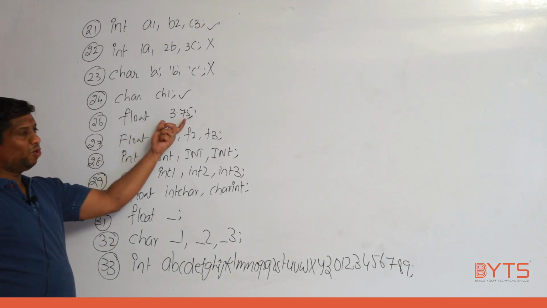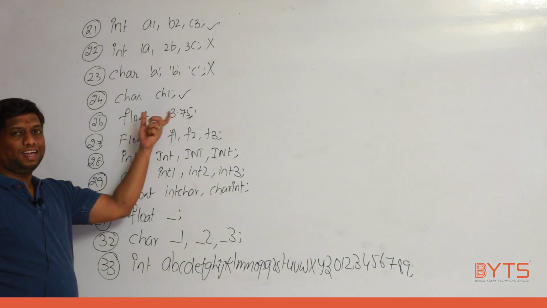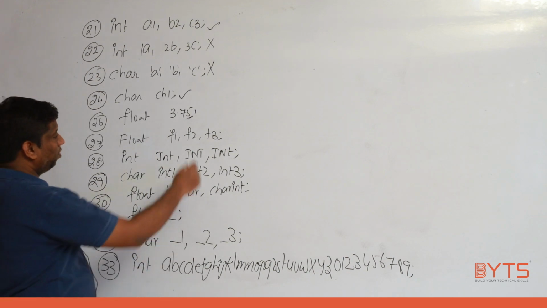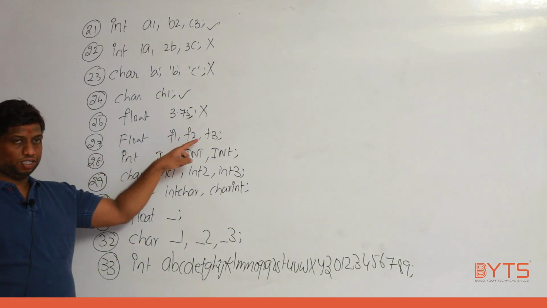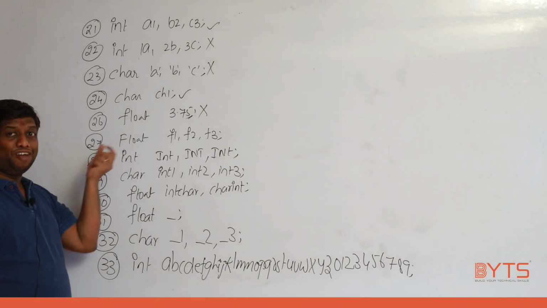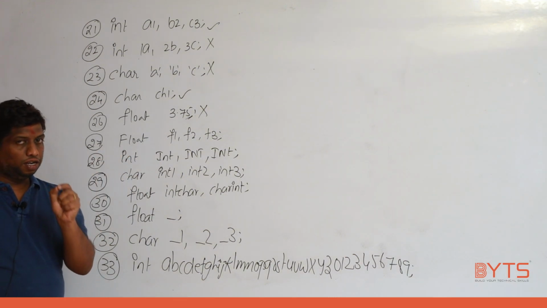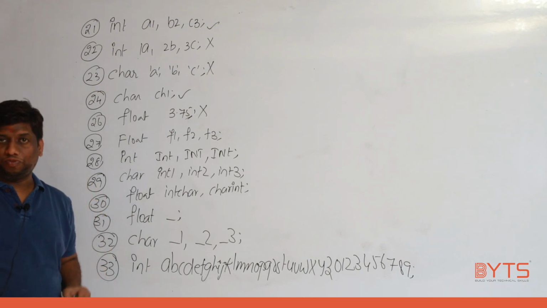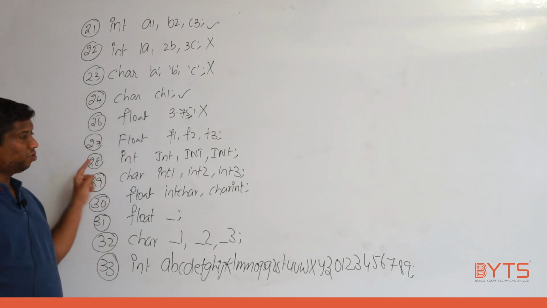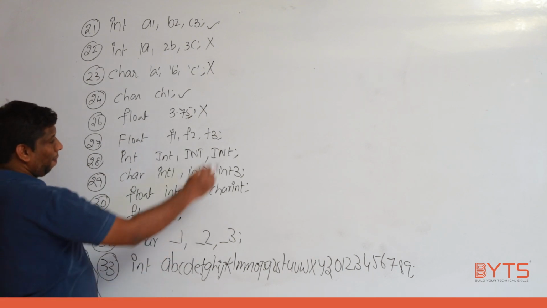Here, 3.75 is not a variable, right? It's a float. So not valid. Some people did not write this question itself correctly, understand. Here f is a capital. F should be small. See, in interviews, MCQs, you need to be very careful. Everything you need to observe, okay? So all keywords should be in small letters only.